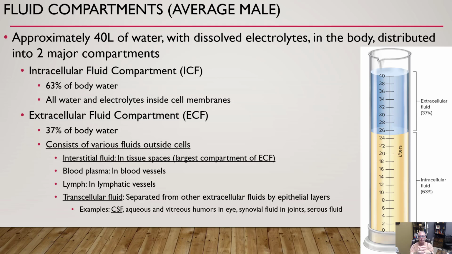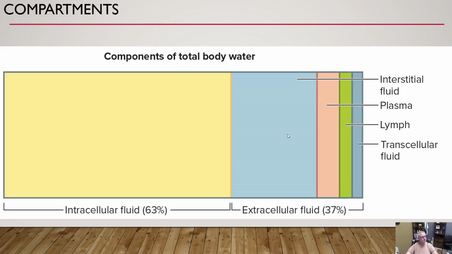So it's kind of isolated to a specific area. Those are examples of transcellular fluids. They're just localized to one specific compartment or one specific area. But since they are not inside of a cell, they are still considered part of your extracellular fluid component.